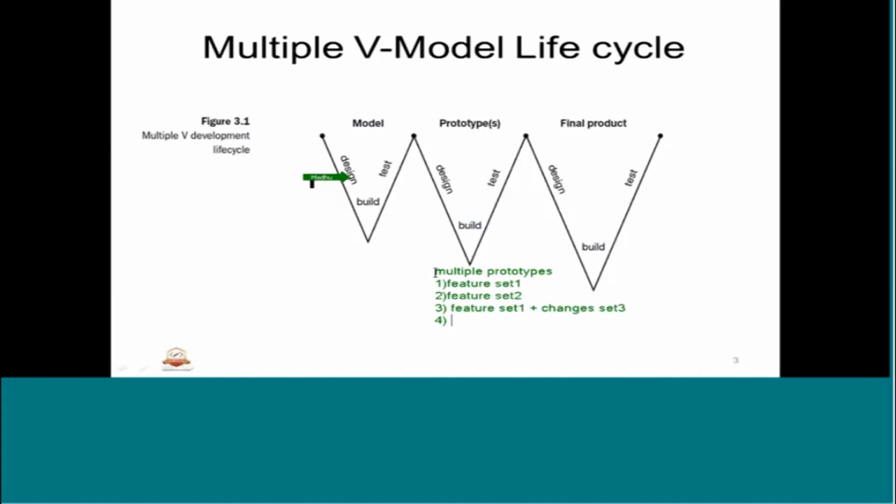Both could be having features 1, 2, 3 partially, etc. So all this, they are part of the prototype. So we can add multiple like this. So I have just drawn it now. So in between it can have multiple V models before we draw the final product. So that is the meaning of this multiple V model life cycle.